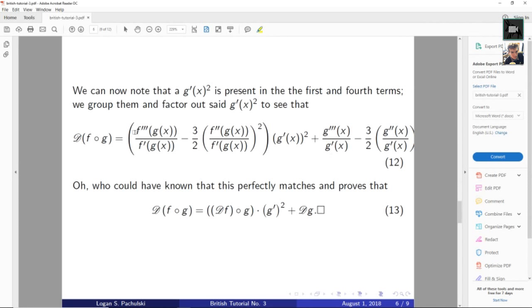But working backward from the definition of the Schwarzian derivative, we see that this is equal to the Schwarzian derivative of f on its own, composed with g, since g is on the inside of each occurrence here. And this is all times g prime squared. And we see that this entire area over here is also equal to a Schwarzian derivative, except of g this time, composed with nothing.